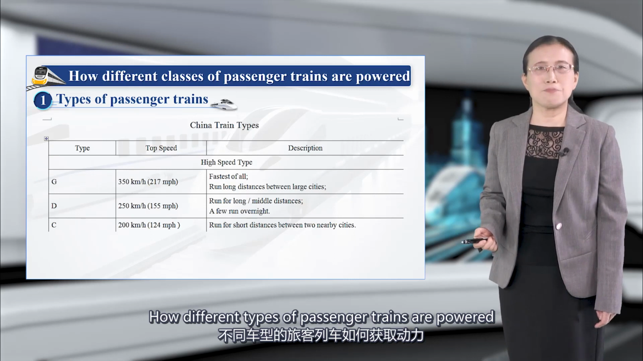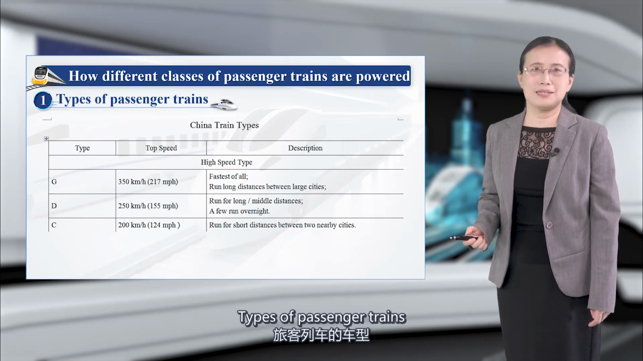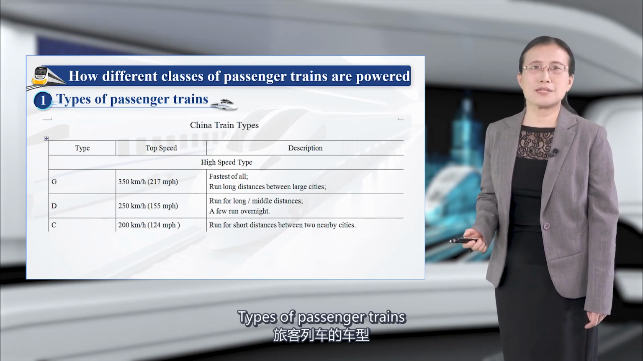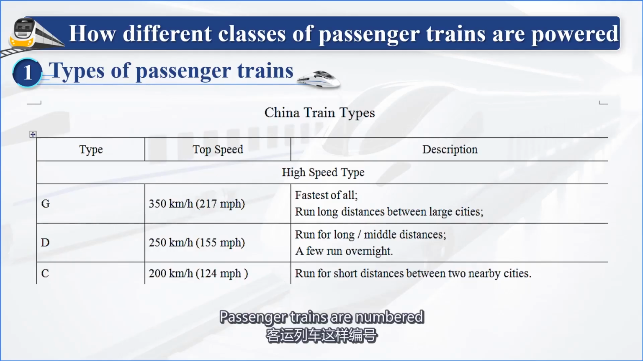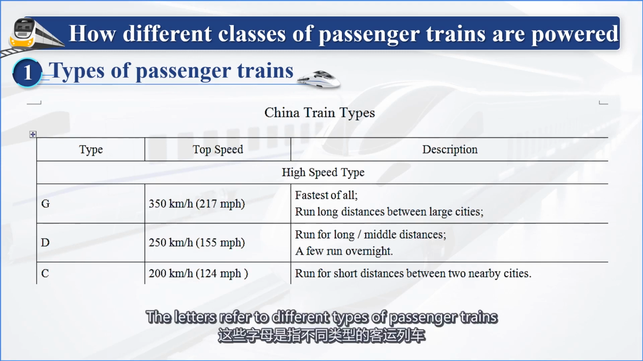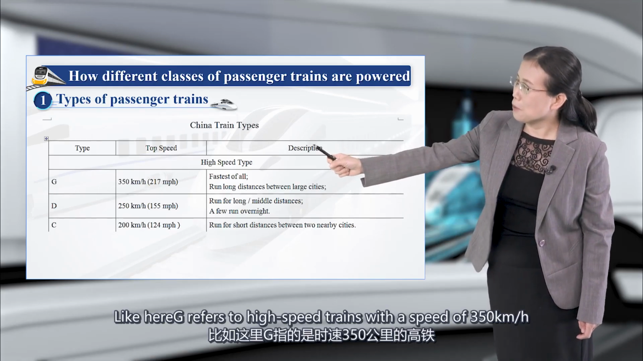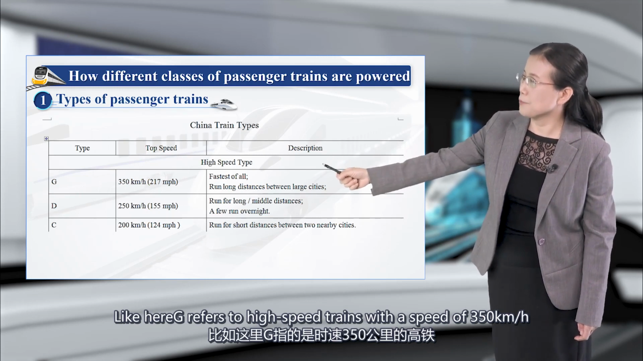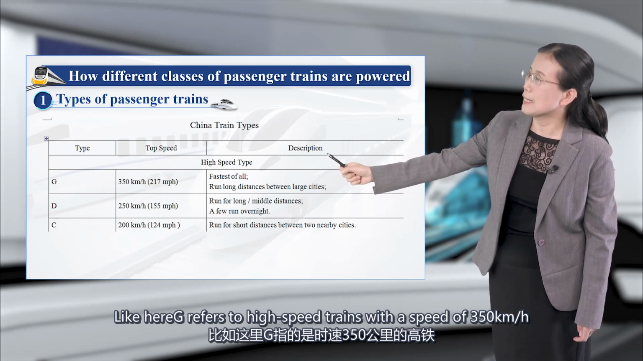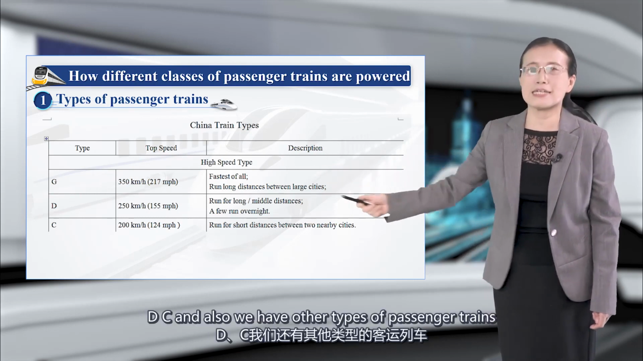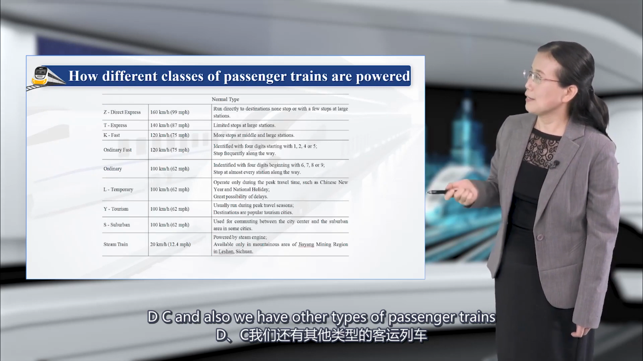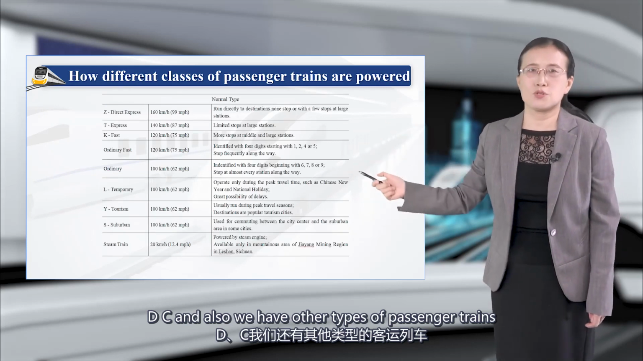How different types of passenger trains are powered. Types of passenger trains. Passenger trains are numbered by a capital Chinese phonetic letter followed by numerals. The letters refer to different types of passenger trains. Like here, G refers to high-speed train with a speed of 350 kilometers per hour, D, C. And also we have other types of passenger trains.